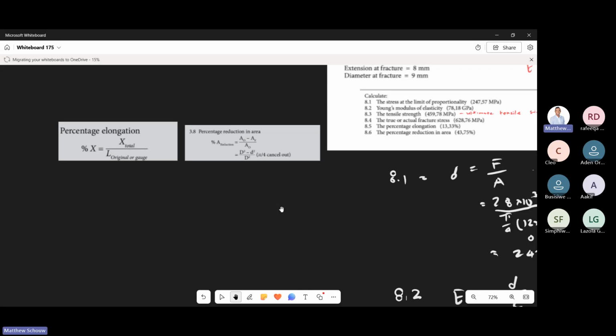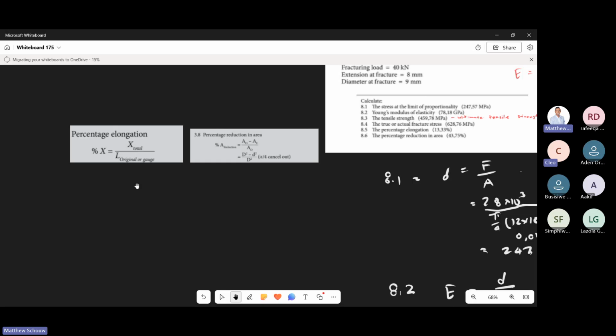No problems. Okay. So did we all get that 628.76 megapascals? Colleagues? Akif, Cleo, Rafika, Lucy. Yes, sir. Okay, 100%. All right, so let's do the percentage elongation and the percentage reduction in area.